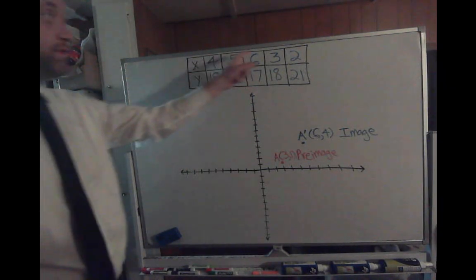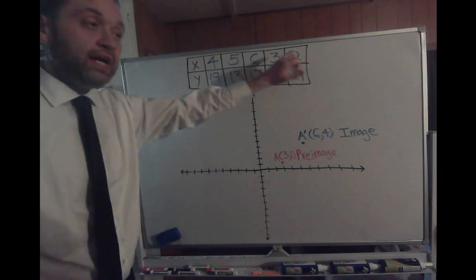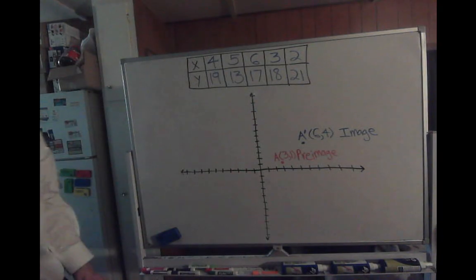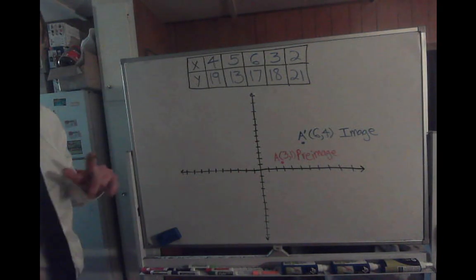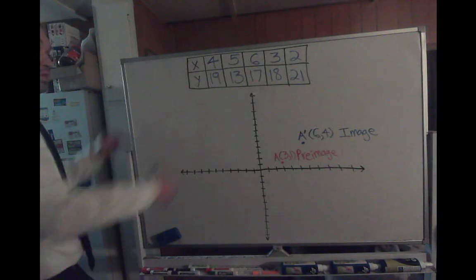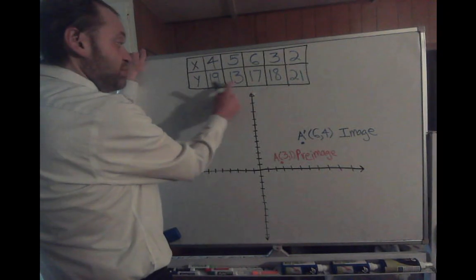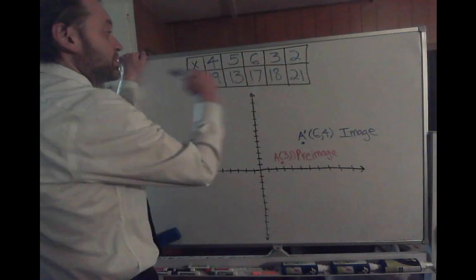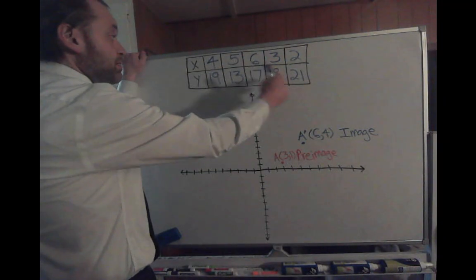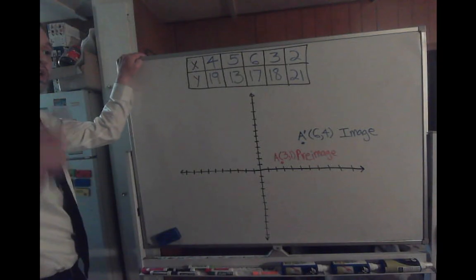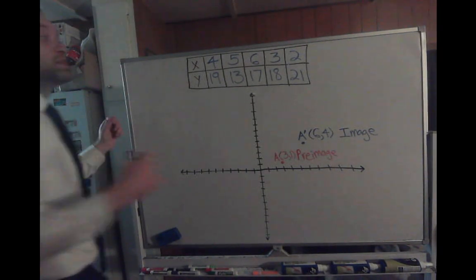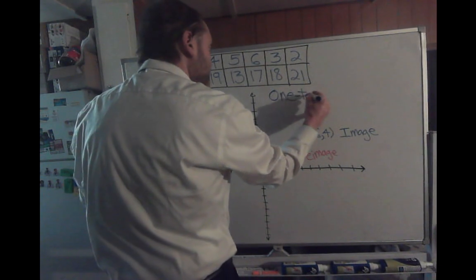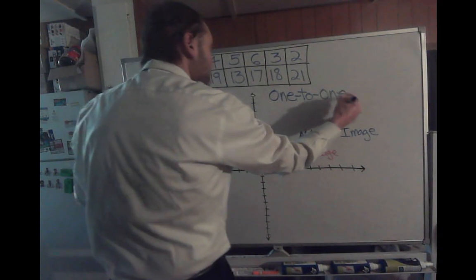Well, this is definitely a function because each member of the domain occurs only once, and it's paired with one and only one member of the range. But is this function one-to-one? Well, look at your range. We only see each member of the range occur one time, and they're all paired with one and only one member of the domain. So this is a one-to-one function. This function is in fact one-to-one.